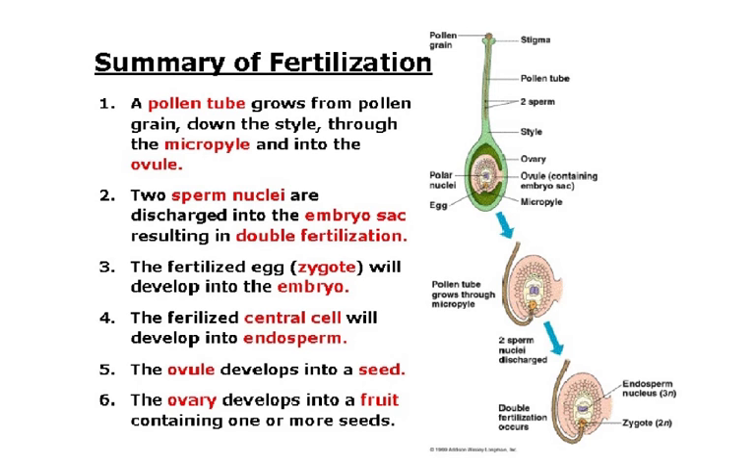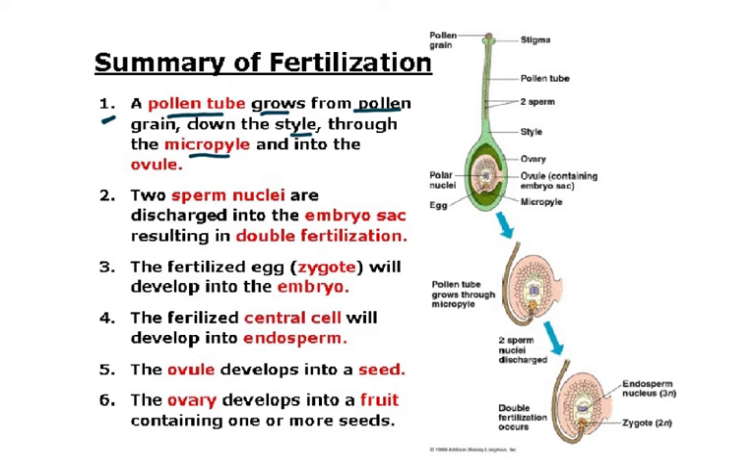Now, after pollination, there is fertilization. So, what is the summary of fertilization? Number one, the pollen grain lands on the stigma, absorbs the fluid, releases enzymes, and a pollen tube starts to grow from the pollen grain down the style, through the micropyle and into the ovule.